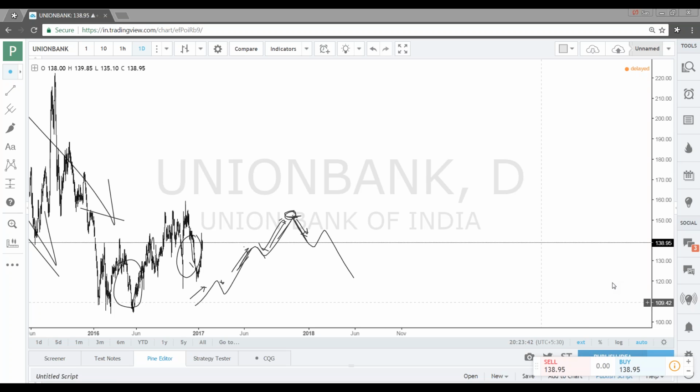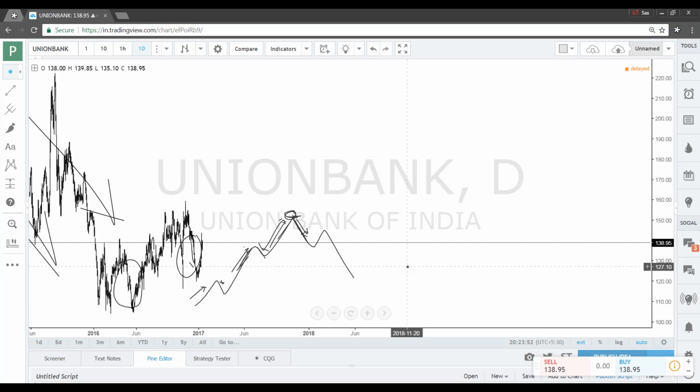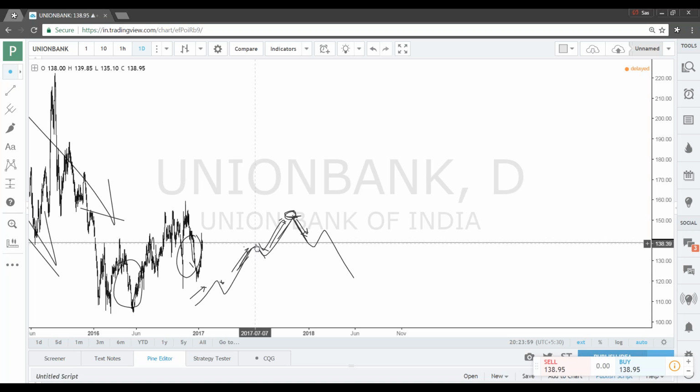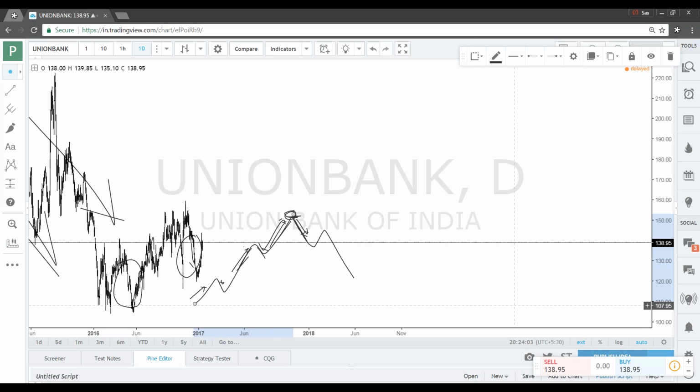Okay, so far, any questions, any doubts? Those who already know may think it's simple, but maximum people lose money on this one only, impulse and correction. So basically, when the correction is happening, the doubt is how to identify wave 5.